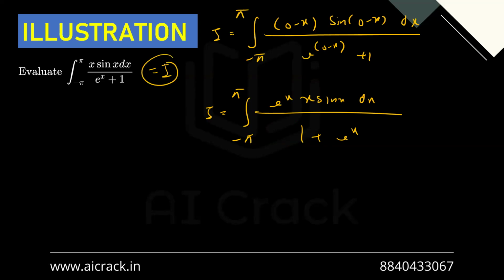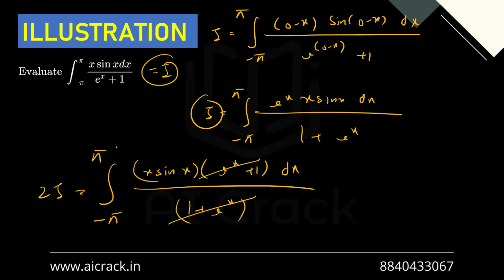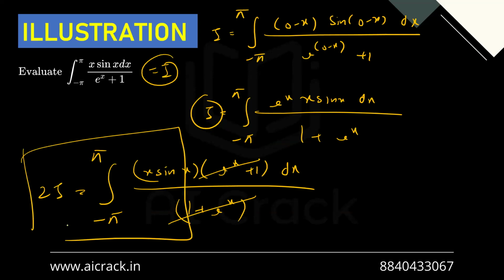Now if we add both of these I, so we'll be getting 2I equals to integral minus pi to pi. Okay. So we can take x sin x as common. So x sin x becomes common and we're left with e raised power x plus 1 dx divided by, this is common in both. So we're getting 1 plus e raised power x. Okay. Now this and this get cancelled out. Now we are left with this standard integral. Okay. x sin x. We're going to have to use by parts over here.